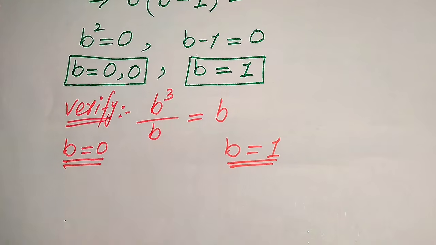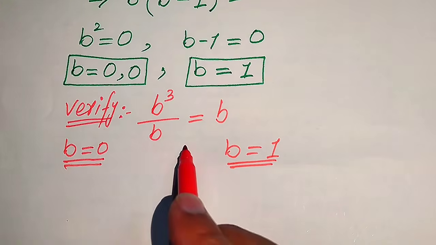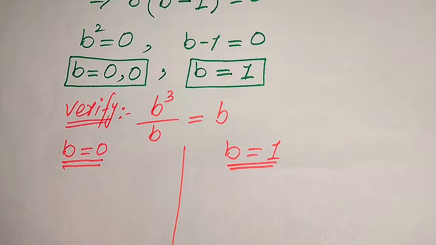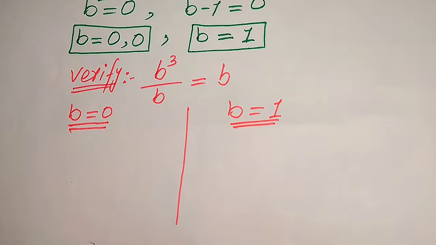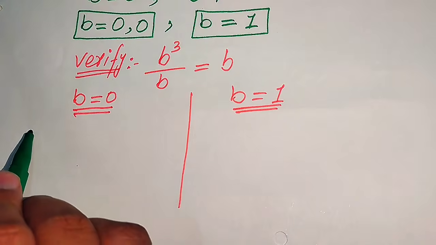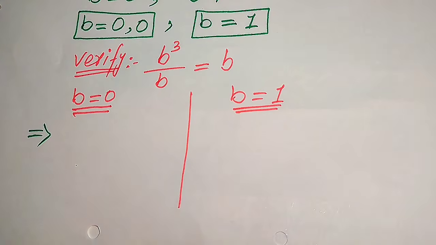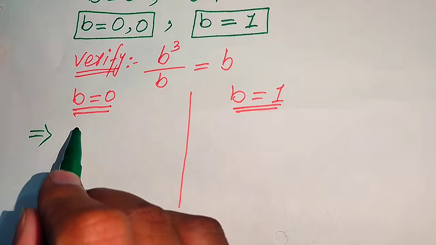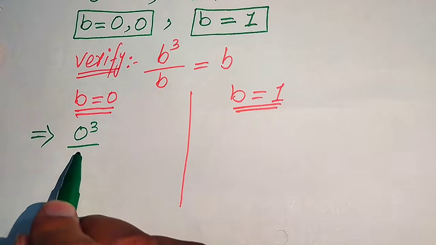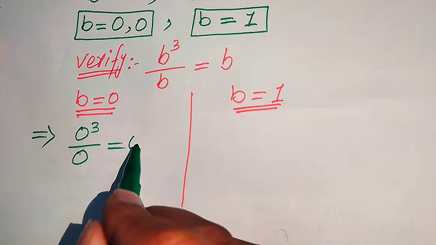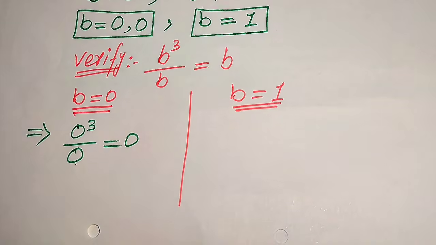So for verification of b equals 0, we need to substitute b equals 0 on both sides of the above equation. After substituting it into the above equation, when you put it here, it becomes 0 cubed divided by 0 equals 0.